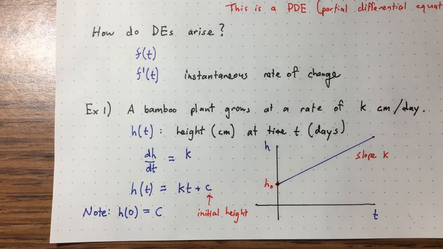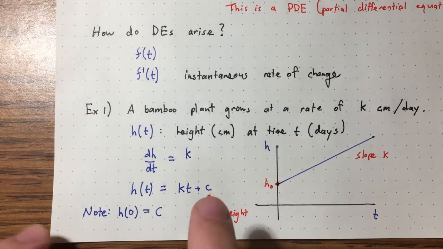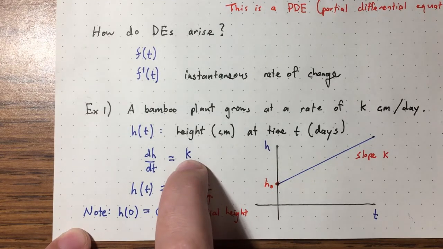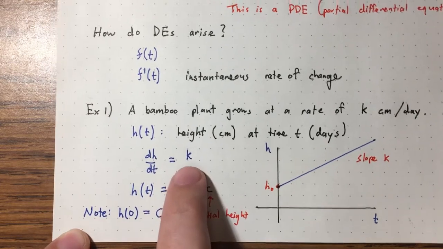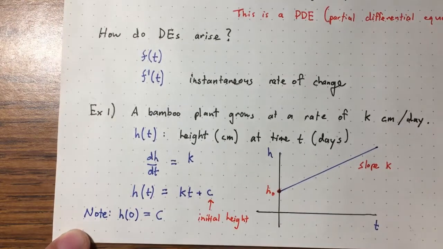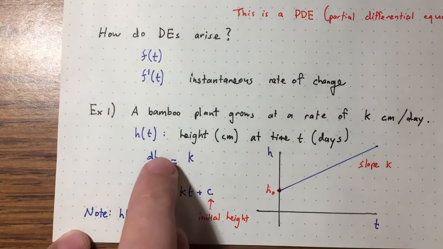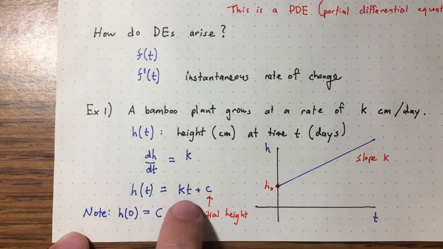And this is one where we didn't need any new techniques. We could just find the answer by taking an antiderivative, right? Because we're given that the derivative is k, so of this unknown function h, the function h is going to be kt plus c.